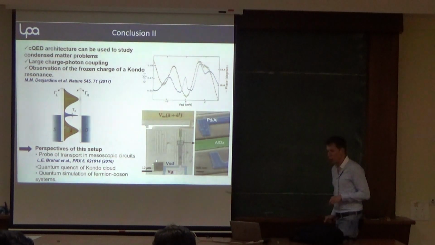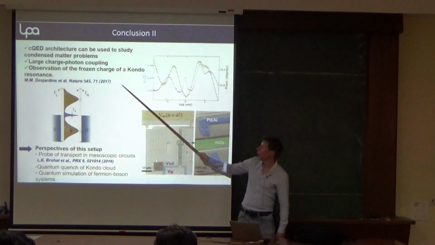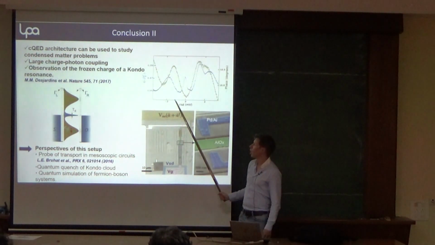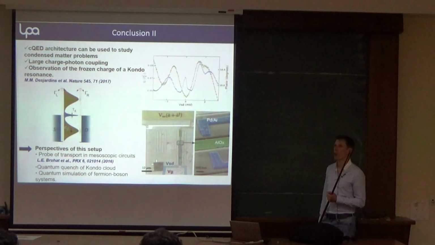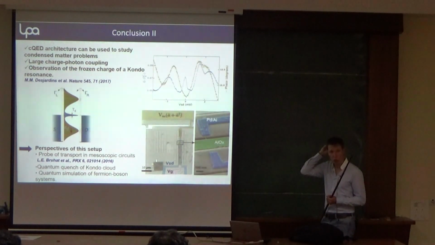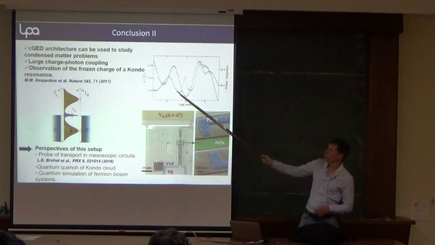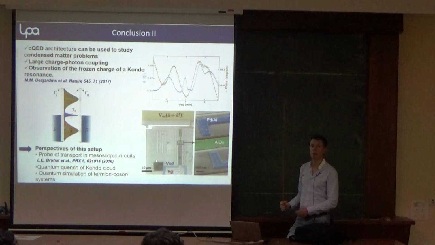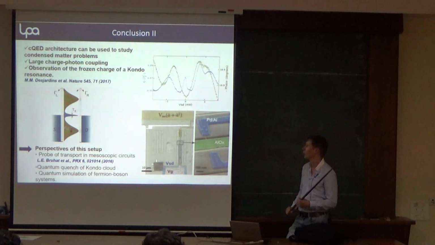Okay, so as a conclusion of this second part, I have shown you that by doing a microwave measurement, by coupling a quantum circuit with a microwave cavity, you can see things which were not readily accessible in transport. And in particular, this has led us to observe, I think for the first time, the freezing of the charge dynamics underlying a Kondo resonance, which is a very important aspect of the Kondo model.